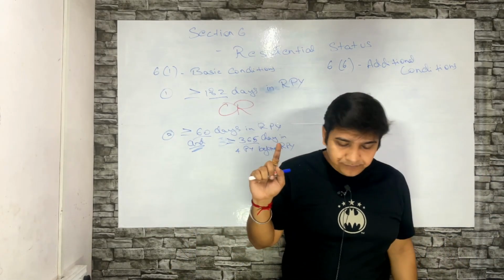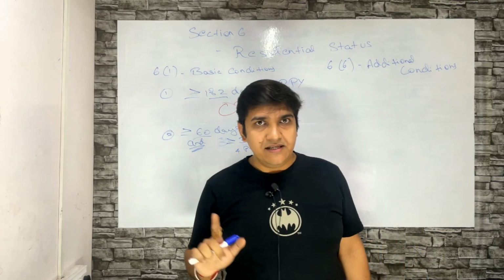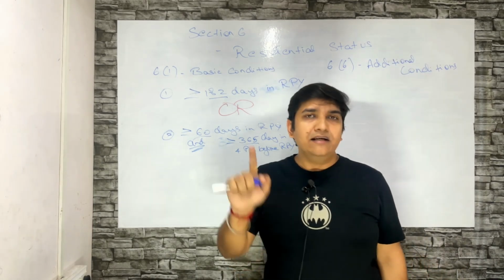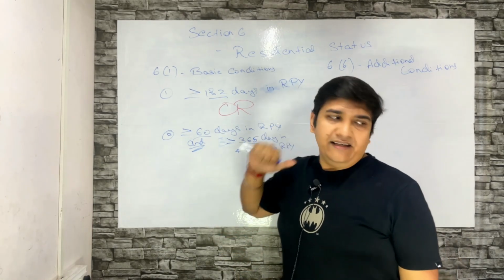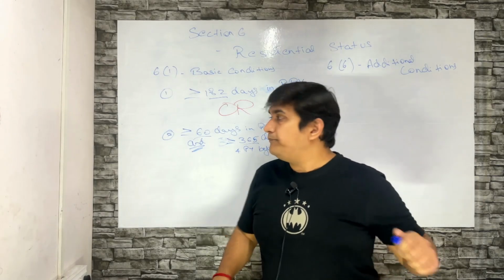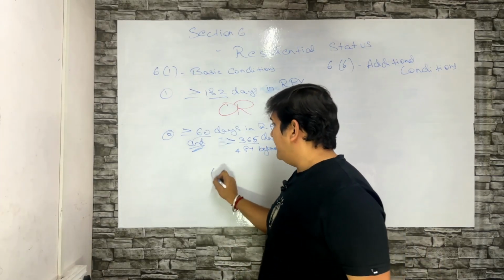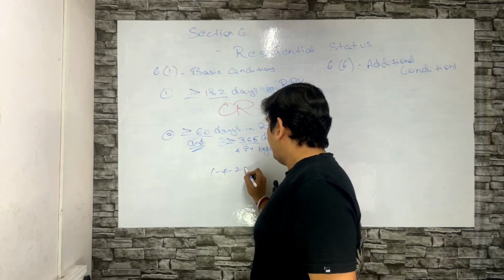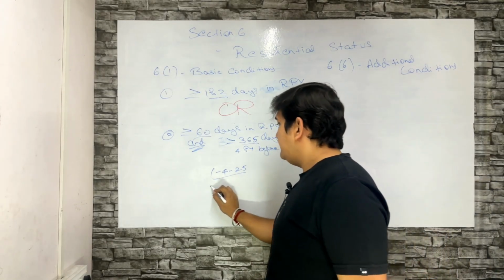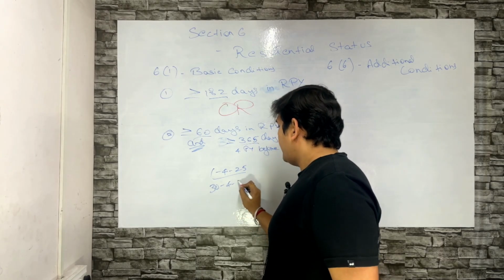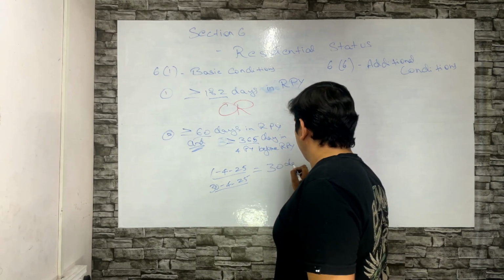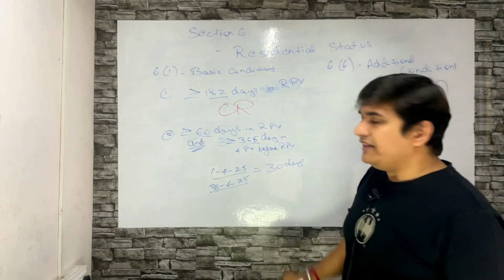Next, another point in this is that the date of departure and arrival is considered to be stayed in India. That means if I arrive on 1/4/25, let's say, and leave on 30/4/25, my period of stay would be 30 days.